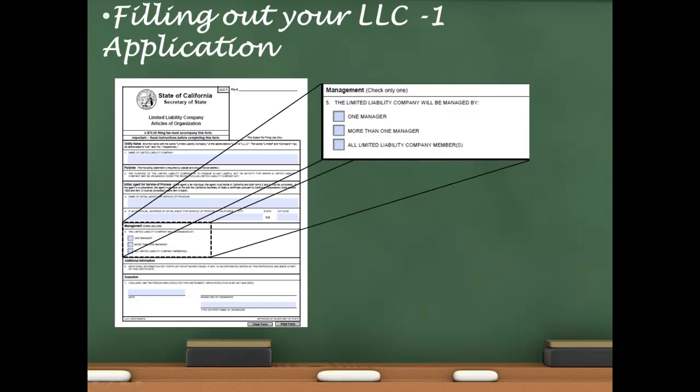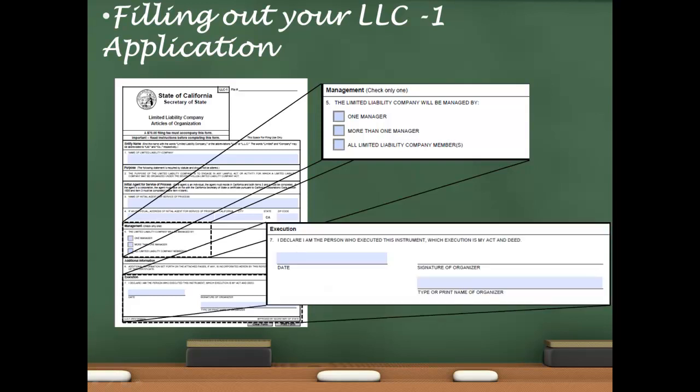Line 5 is asking how your company will be managed. Generally, we recommend that you select more than one manager. Even if you only have one manager, you will likely have more than one in the future. Line 7 is asking for a date and signature and printed name of the organizer of the company. This would be the same person we put in line 3. If you have any questions as to anything in the form, I would refer you to the instructions that accompany the form from the Secretary of State.